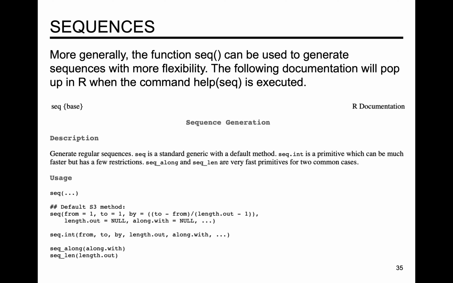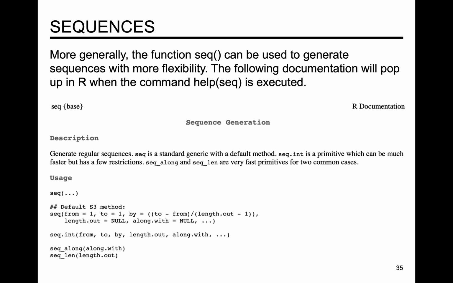So the first parameter name is from, and its default value is 1. We know that because they typed from equals 1. The second parameter name is to, and its default value is also 1. I also see parameter names by, length.out, along.with, and ... So ... is notation that allows the function to accept an arbitrary number of arguments.